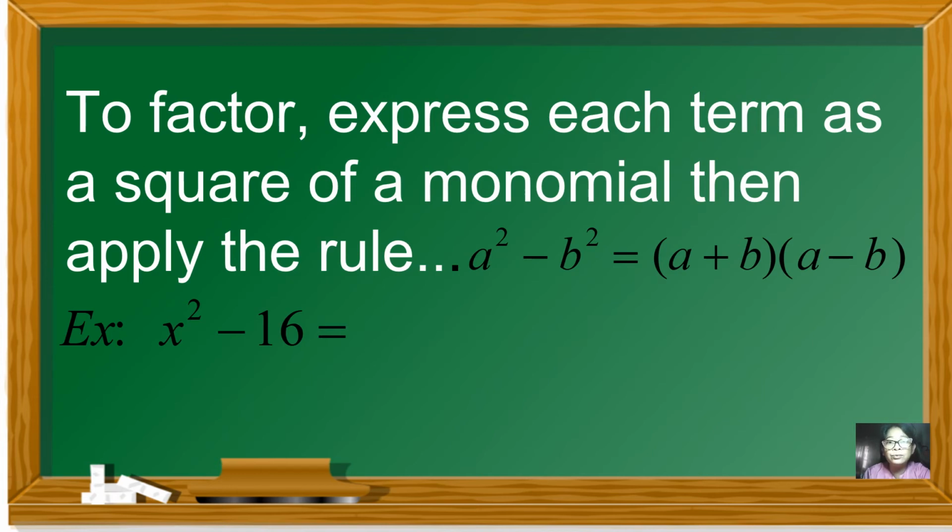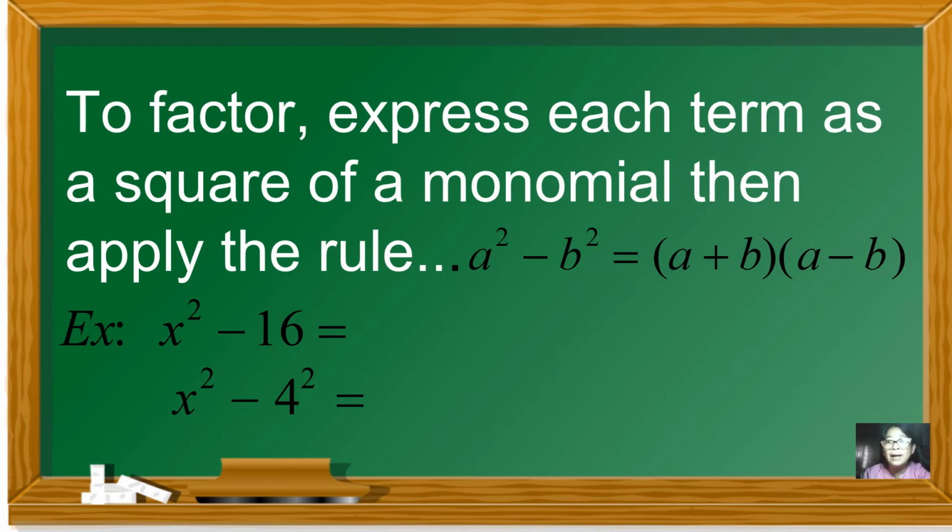So you need to express, x squared is already expressed as a square of a monomial, but 16 should be 4 raised to the second power. Very good. So it should look like this: x squared minus 4 raised to the second power. Then as you can see, it is in this format already.